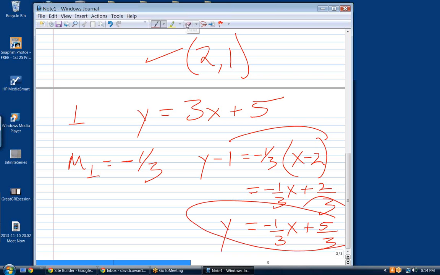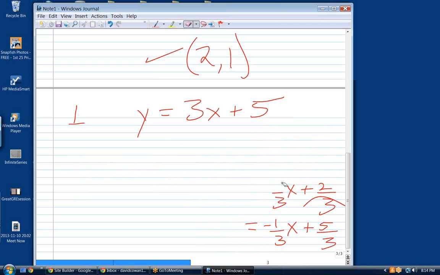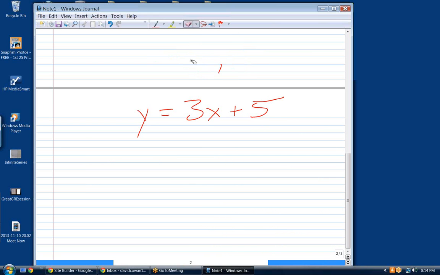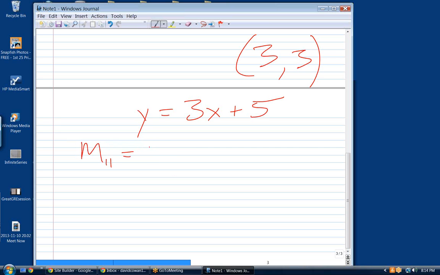Then the other kind of question they might ask would be, give me the equation of the line that is parallel to this equation and goes through the point 3, 3. So that would be y minus 3 equals 3 times x minus 3.